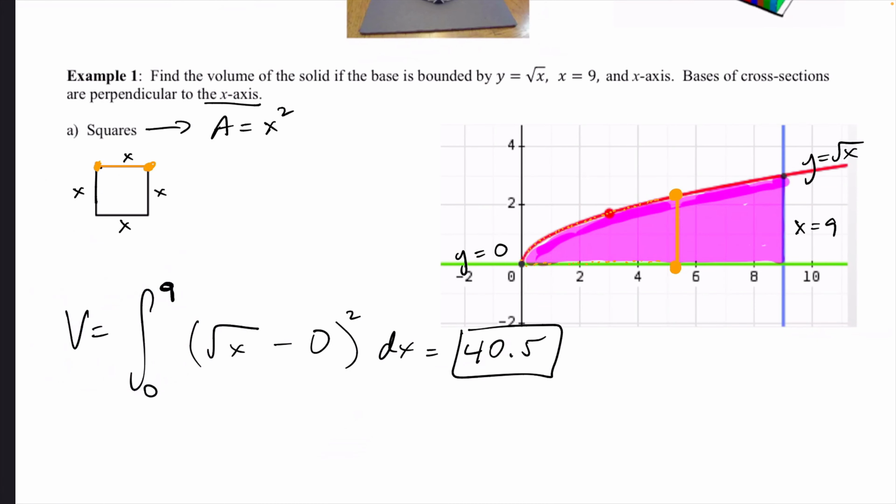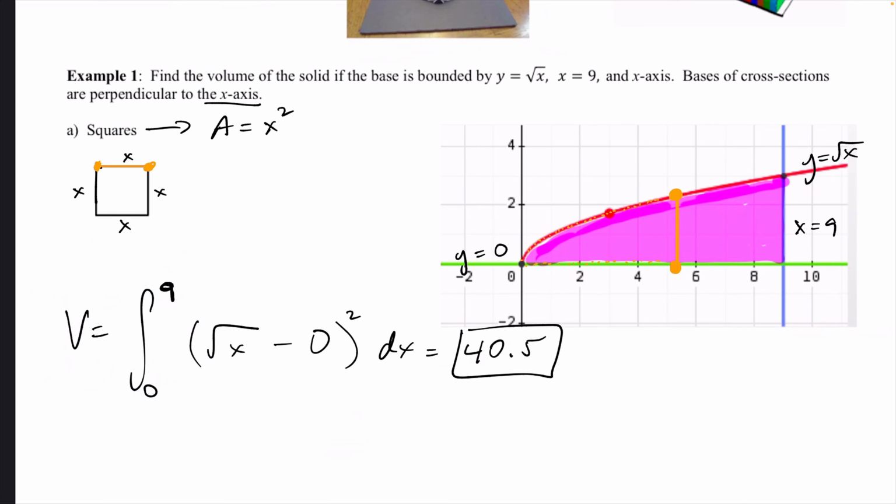Again, square root of x minus 0 is the square root of x, and then squared is just x. So really, to save yourself time, just put x instead of all that stuff. Because that's really what it is. It's just x.